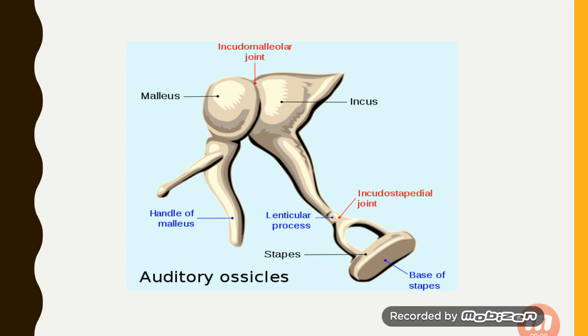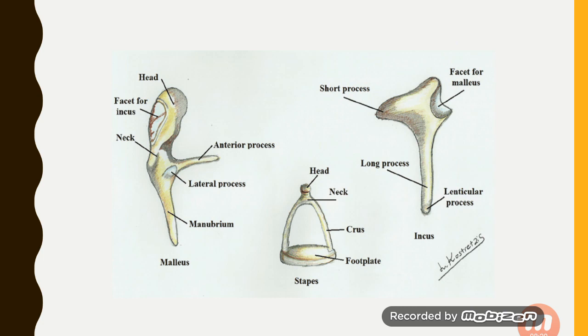These are the auditory ossicles and the three bones which are malleus, stapes and incus. Their structures are shown here. They are fused together. You can see them individually, but no need to go into more detail. You just have to memorize the names of the malleus, stapes and incus and their functions.